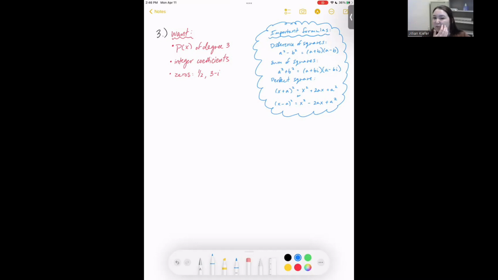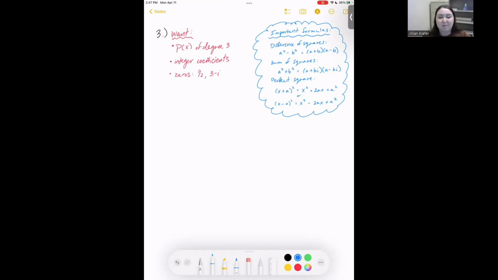Then we have lastly the perfect square. This is telling us that if we have x plus a squared, that expands into x squared plus 2ax plus a squared. Or if we have x minus a squared, that would expand into x squared minus 2ax plus a squared. We're going to use these, and they're very important to this section. We see that there's going to be a lot of times where we're going to have to expand and multiply certain factors together, and knowing these formulas is going to save us a lot of time.